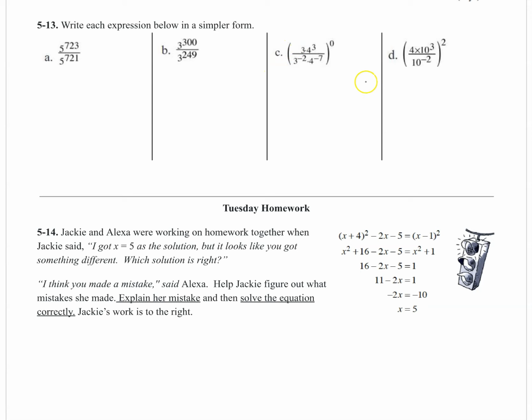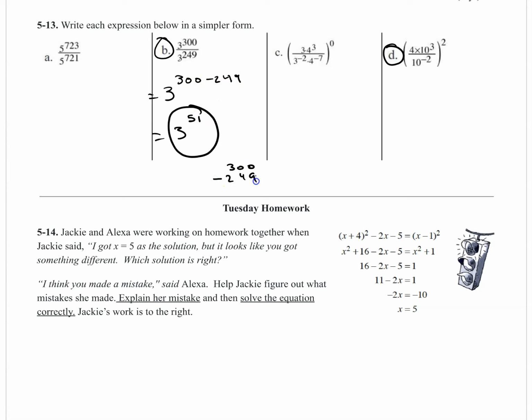Look at part D, because we didn't really do scientific notation, and then B. Okay, so for B, we're dividing. It's the same base, so when you divide two numbers of the same base, the exponents are going to subtract. It's that easy. So you just subtract the exponents. So this is 3 raised to the power 300 minus 250, which is just 50. So that's 3 to the power of 51. 300 minus 249 is 51.